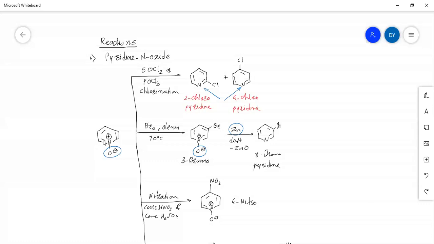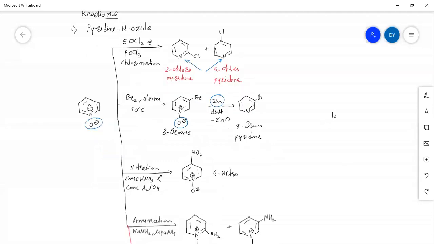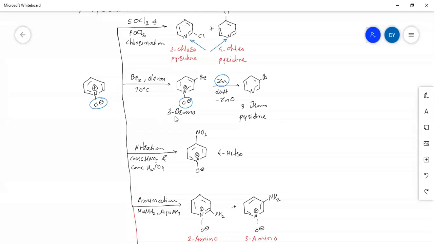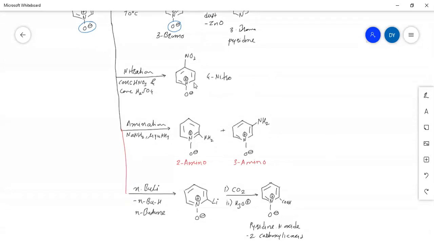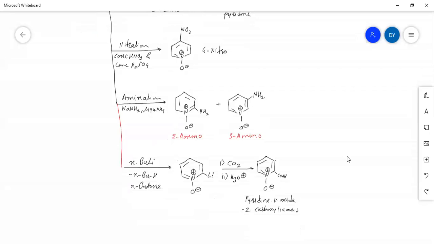Now in this case, as you can see, the first reaction is chlorination, where we get 2-chloropyridine and 4-chloropyridine. In bromination, first we get 3-bromo-pyridine-N-oxide. Then there is an attachment of zinc. We get 3-bromopyridine with removal of zinc oxide. Then there is nitration. In nitration, we get 4-nitropyridine-N-oxide. Then there is amination, where an NH2 group is attached. We get 2-amino-pyridine-N-oxide and 3-amino-pyridine-N-oxide.